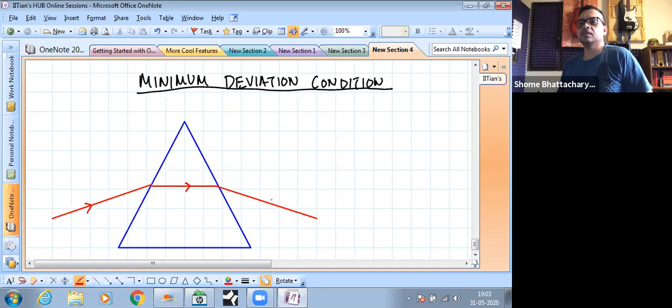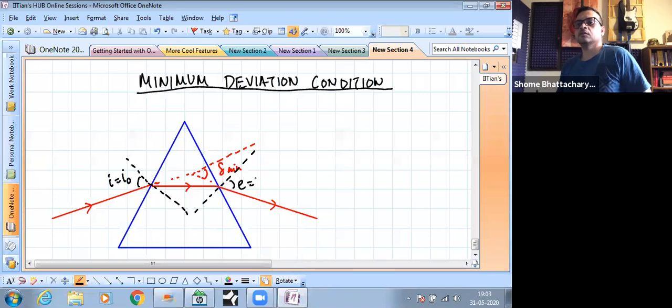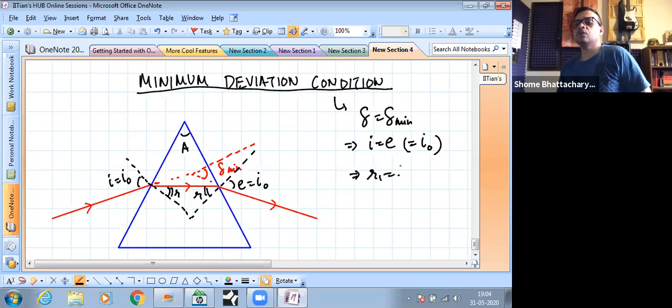Whereas the moment it's asymmetrical, that is, the angle of incidence is not equal to the angle of emergence, your deviation will be more than the minimum deviation. So for this angle to be the minimum deviation, what you want is that we are in the situation where this angle has to be equal to this angle. And therefore, this angle will be equal to this angle. So, if delta is minimum value, it implies that I is equal to E, which is equal to that value I naught which we assume. Okay. So that also means that R1 is equal to R2, equal to R.